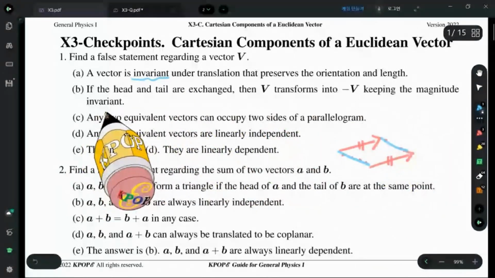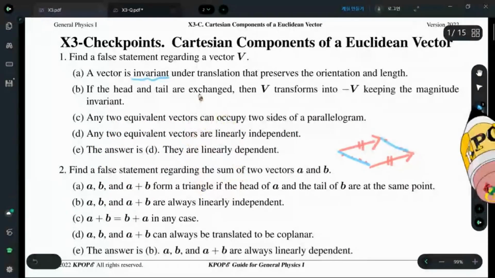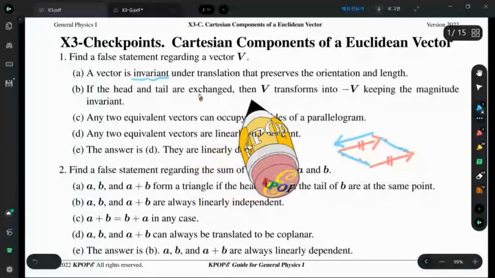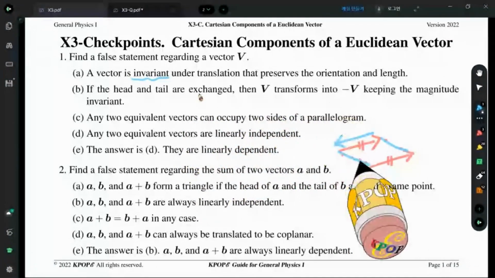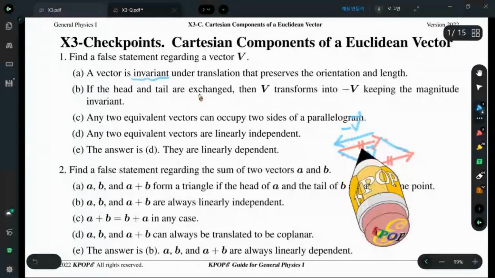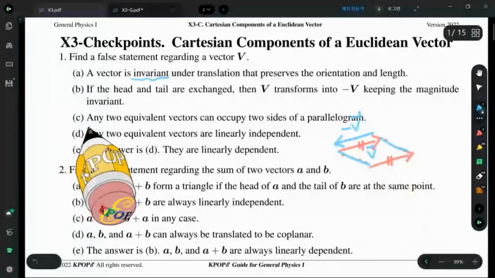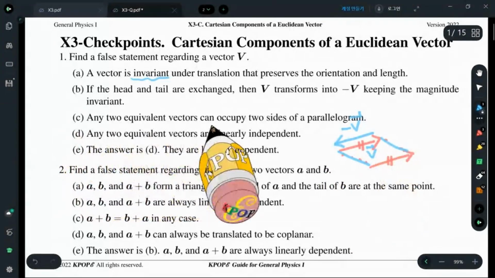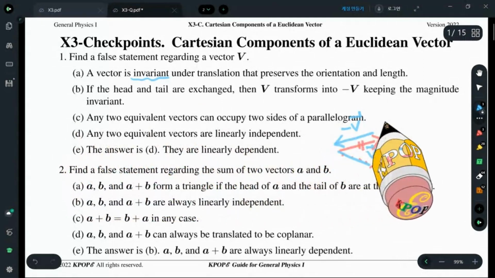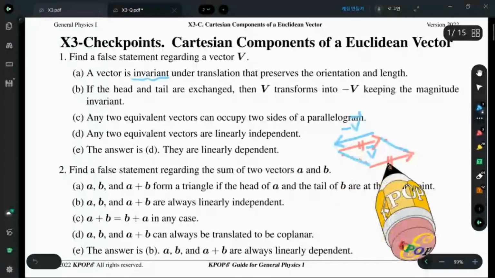B: If the head and tail are exchanged, then V transforms into minus V. This is a V and this is a minus V. The length is the same, the orientation is opposite. C: Any two equivalent vectors can occupy two sides of a parallelogram. This is a parallelogram. Two opposite sides of the parallelogram.